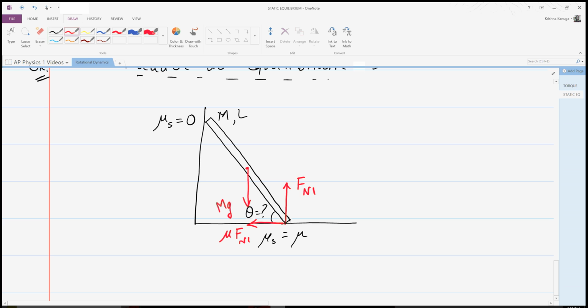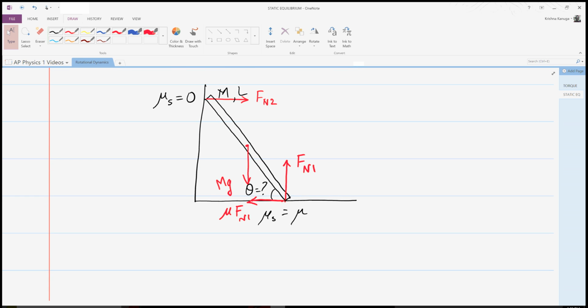Now, we also have contact at the other end, and this force is going to be equal to Fn2. Because the second contact is frictionless, we do not have any other forces acting on that end. So we're going to use these forces along with our conditions for static equilibrium to calculate this angle theta.